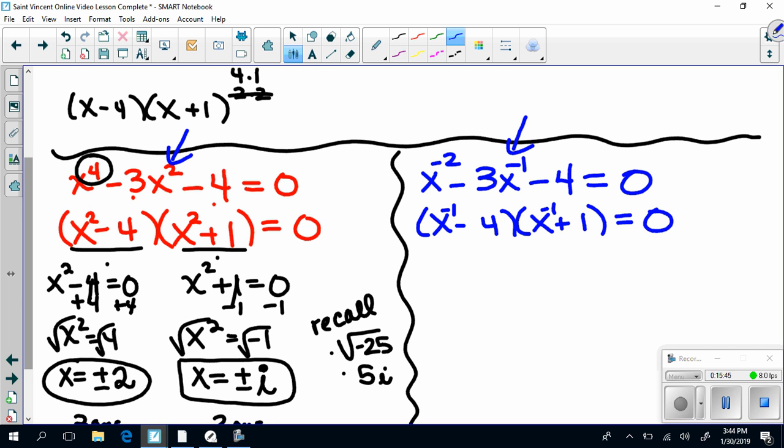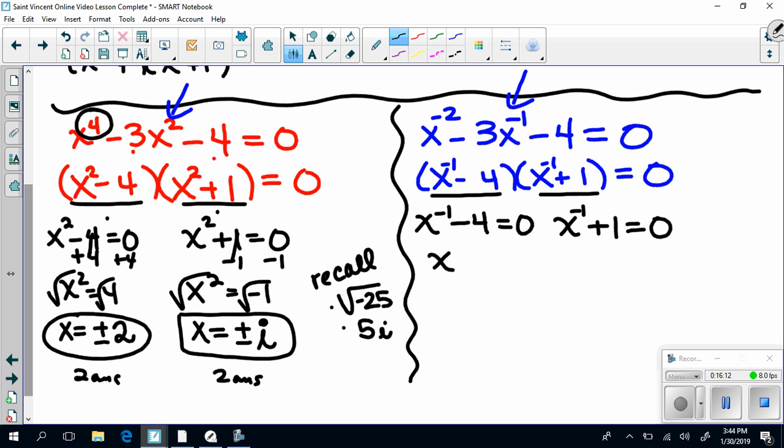So if it's x to the 4th, the second one's going to be x squared. Both yours will be x squared. If it starts out x to the negative 2, the middle is x to the negative 1. Both of them will be negative 1. So if I go down and set these equal to 0, because there's my two pieces, I get x to the negative 1 minus 4 equals 0, and then x to the negative 1 plus 1 equals 0. You end up with x to the negative 1 equals 4, and x to the negative 1 equals negative 1, because I'm going to add 4 and subtract 1 from both sides.